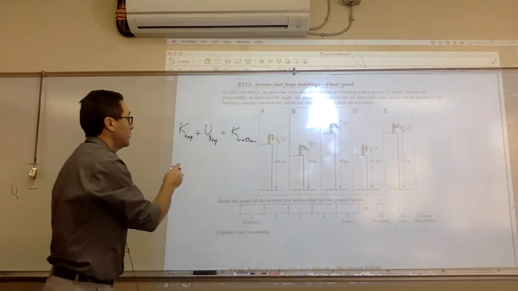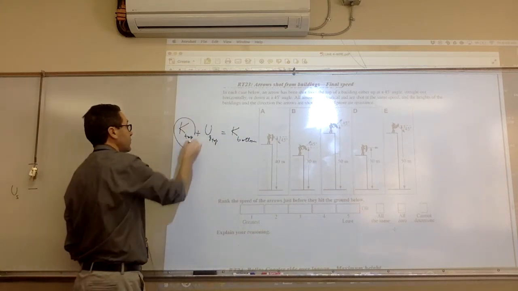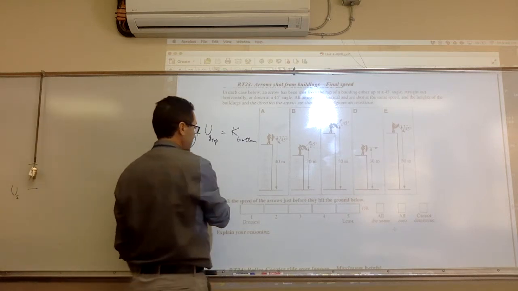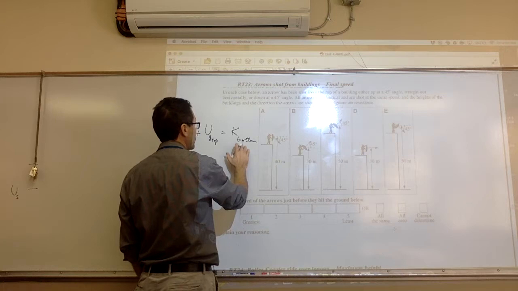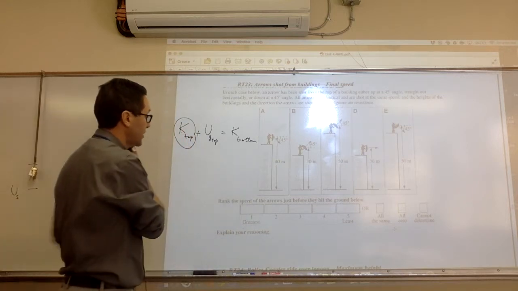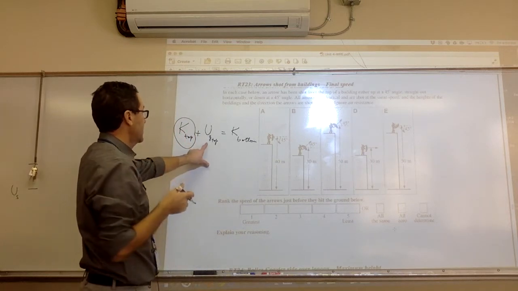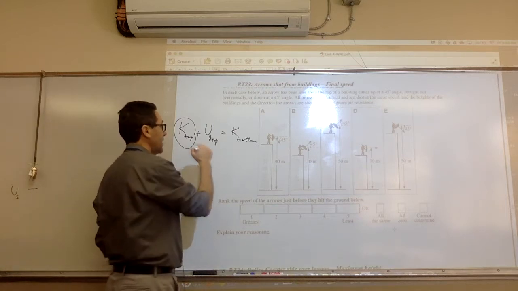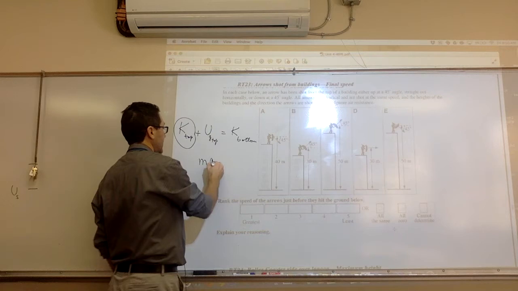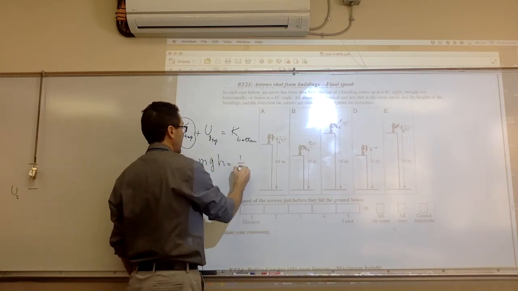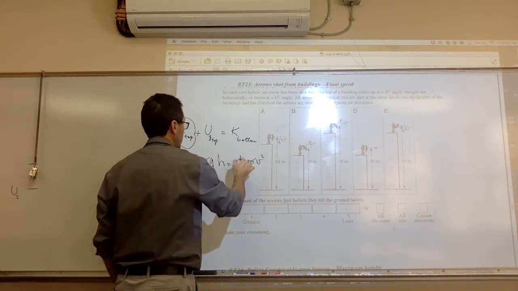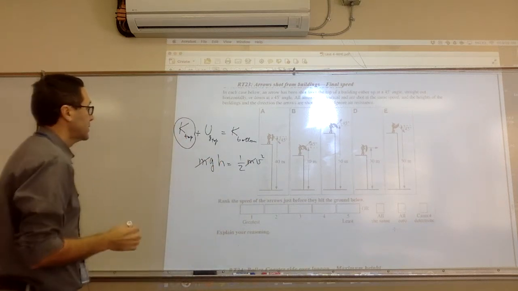Okay. Now, the kinetic energy at the top is the same for all of them, and this is part of your explanation. So which one is going to have the highest kinetic energy at the bottom? It's the one that starts with the highest gravitational potential energy at the top. And since they all have the same mass, it's going to look like this: mgh is 1/2 mv squared, where v is the speed at the bottom. So the mass is irrelevant.